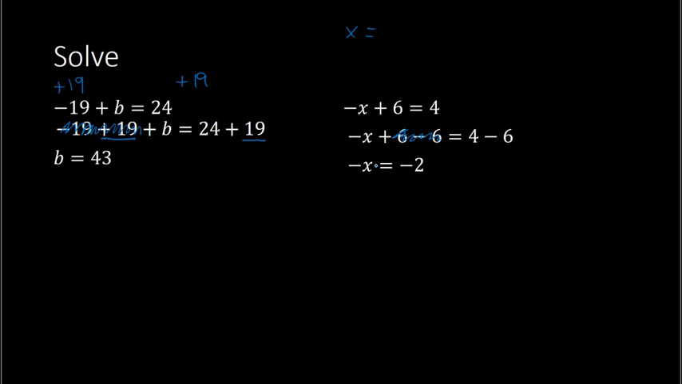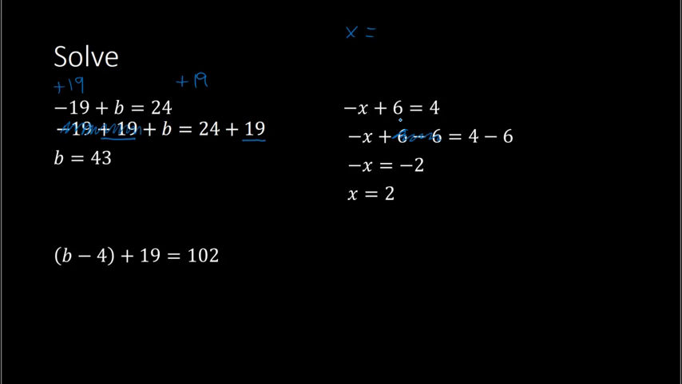Well, we can just look at this equation from here. If we replace the x with a 2, we would then have negative 2 equals negative 2. So x would have to be 2. And we could double check by plugging it back in. So if we plug a 2 in for x, we'd have negative 2 plus 6 equals positive 4. That is a true statement, so we do have the correct solution.